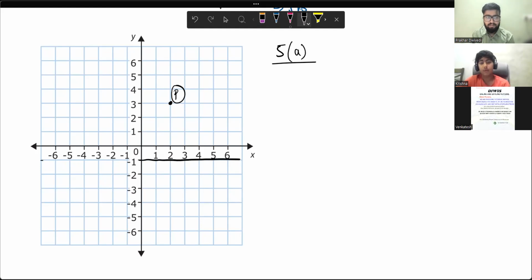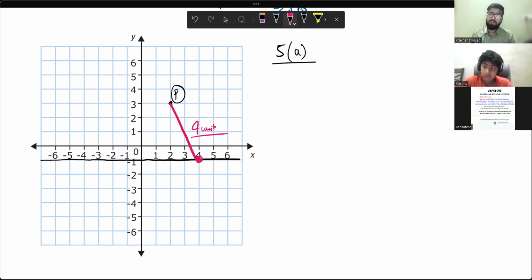But now what do we have to find out? We have to find such a point that the distance should be 4 units apart. Let's suppose we are marking it here, I'm taking a general case, that this is that point. This distance should be 4 units.